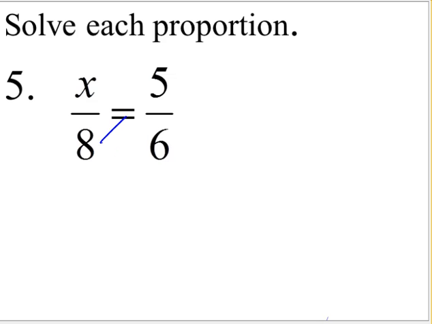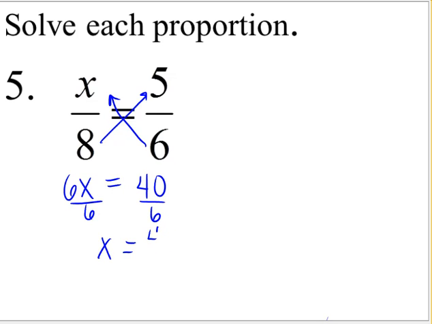So the first step was to cross multiply, so that's exactly what I'm going to do. 6 times x is 6x, and 8 times 5 is 40. I will then solve for x by dividing by 6, and x is equal to 40 over 6. I could reduce that. 2 goes into each of those, so I could make those 20 over 3. Or I could also change it to a mixed number. I'm just going to go ahead and leave it as 20 over 3.